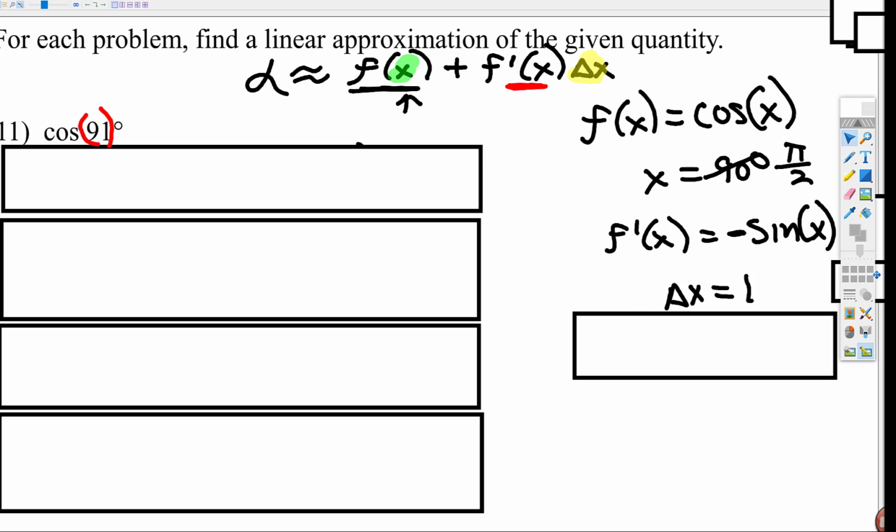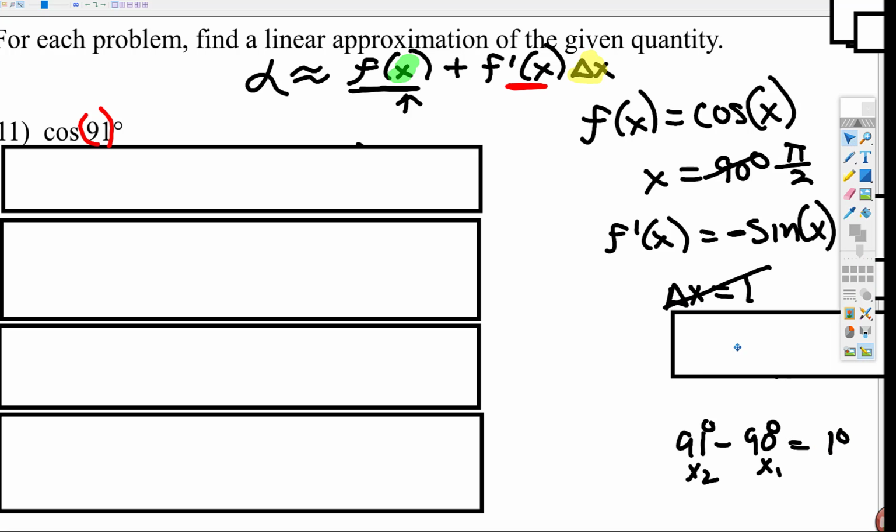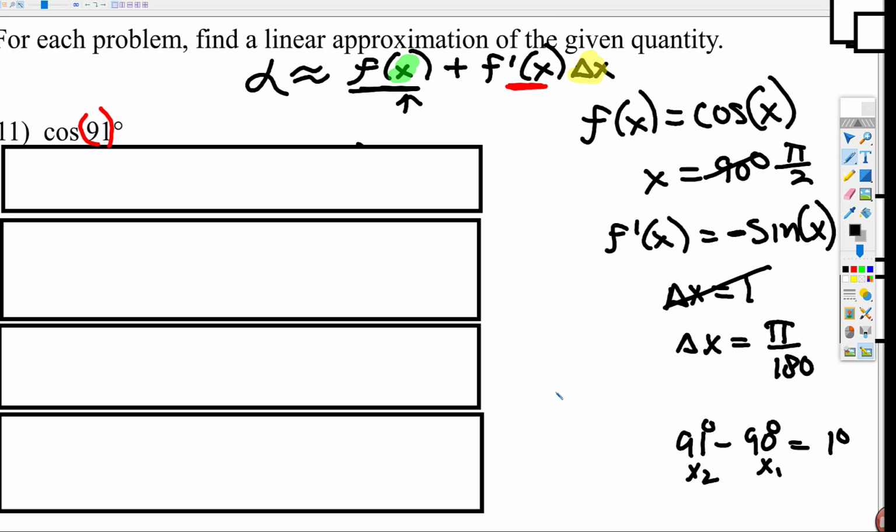And then the delta x is, well, 91. So remember, 91 is the x2. The x is 90. But we don't want to leave it in 1 degree form. We want to always write it in radians. So remember to convert to radians. It's the degree times pi over 180, because those two are the same value, just in different forms. Well, that's just pi over 180. All right. And you take all those values and you go ahead and plug it in.